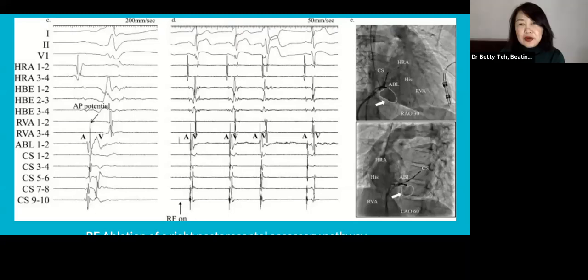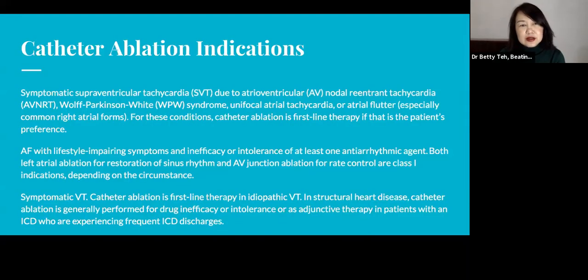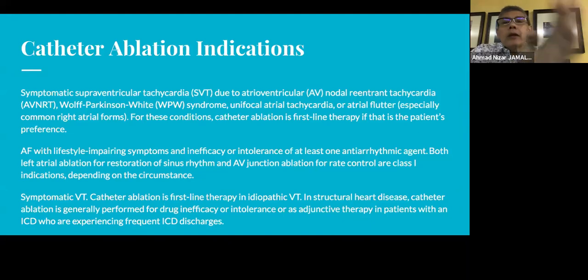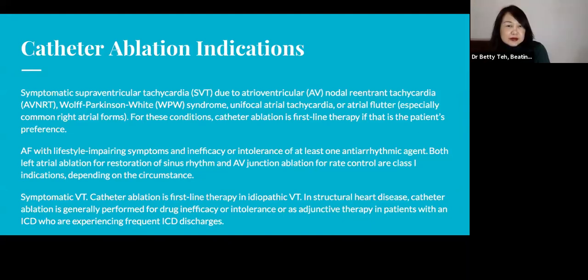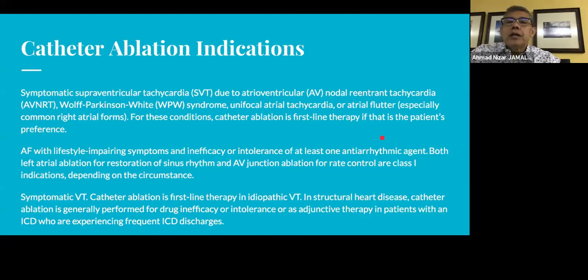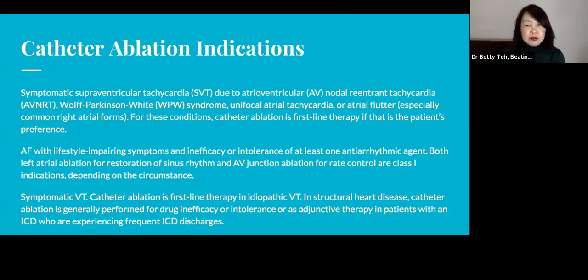Okay, next slide. So catheter ablation is indicated in supraventricular tachycardia, especially AV nodal reentrant tachycardia and Wolff-Parkinson-White. You can also use it in unifocal atrial tachycardia and atrial flutter. In these 4 conditions, catheter ablation is first-line therapy. So you don't need to think of drugs. This should be the treatment for these patients.